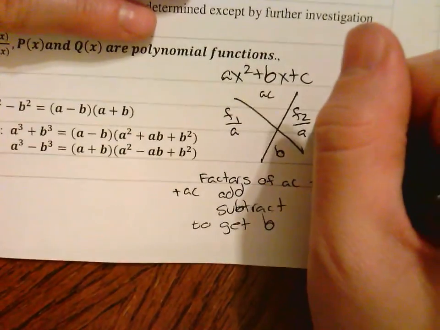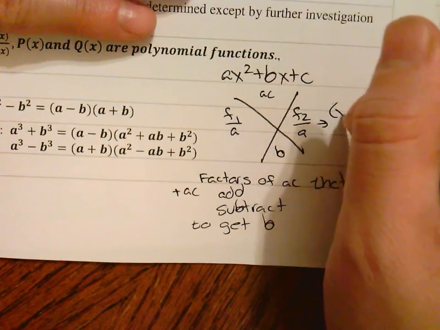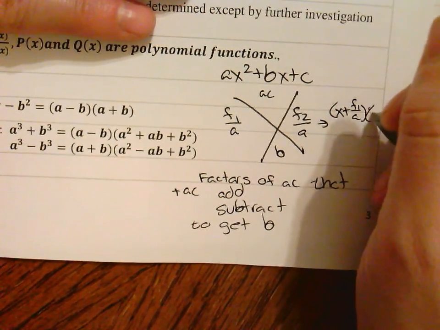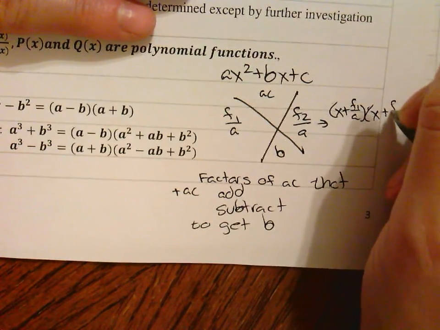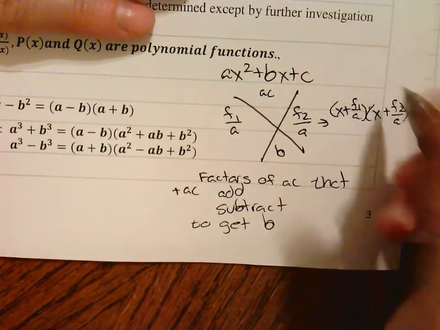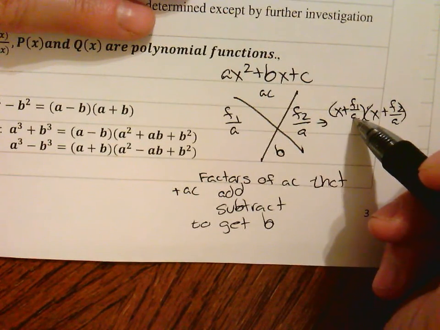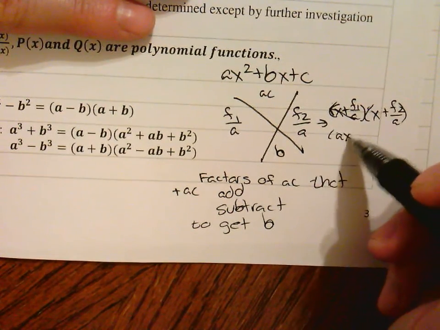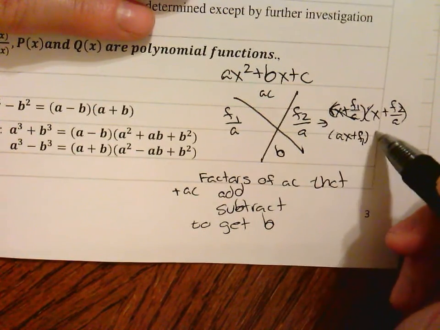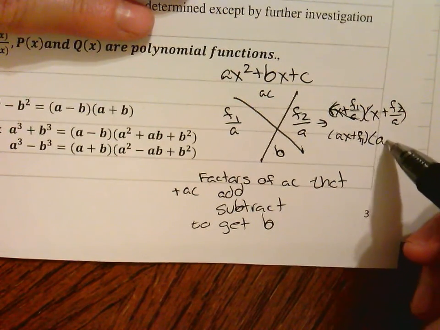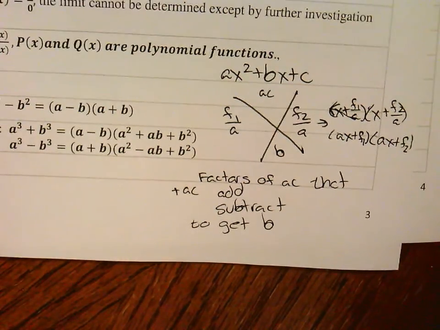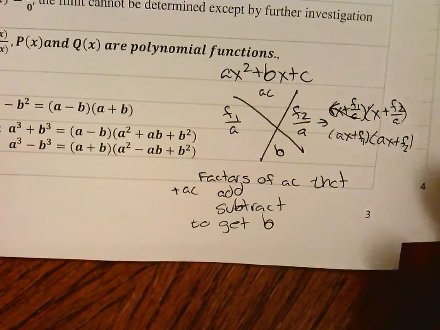And then you put them x plus f1 over A. It's not this complicated when you see it with numbers. And then if you have a denominator here, just move it that way. So you would have like ax plus f1, and then ax plus f2. But it's really not that complicated. It's just the method used.